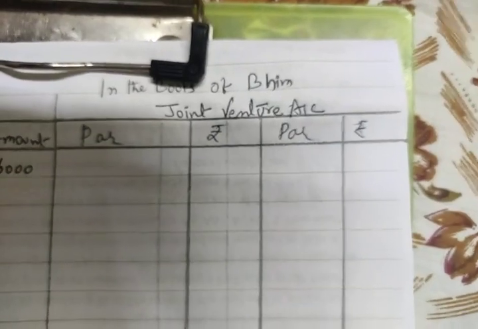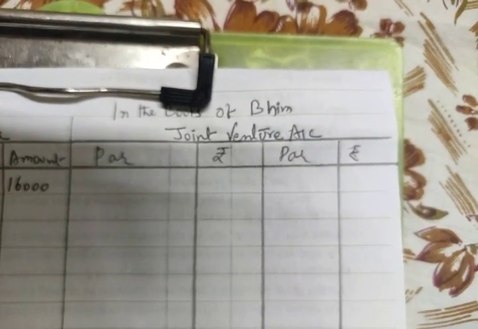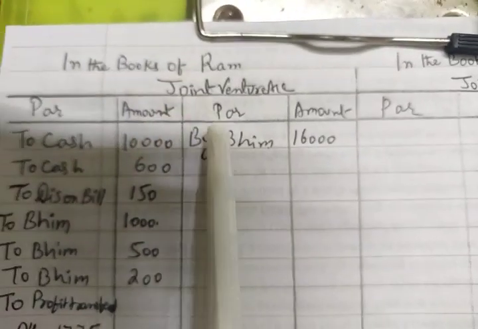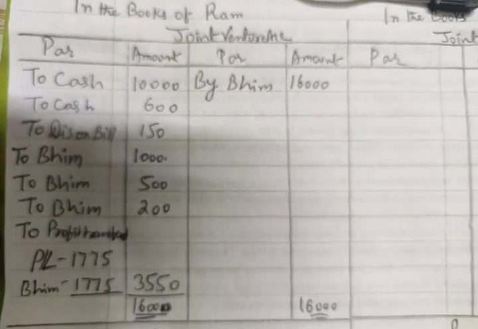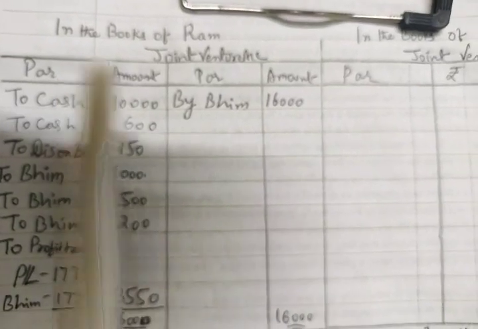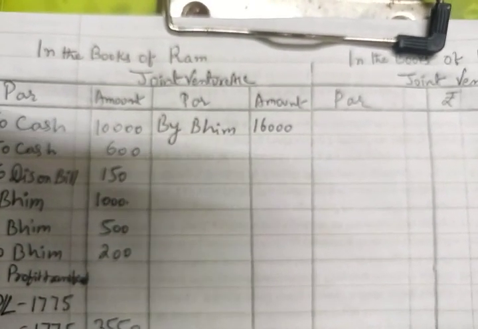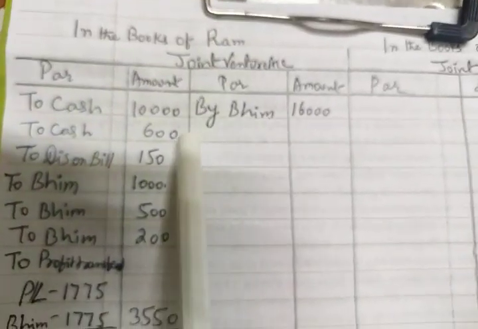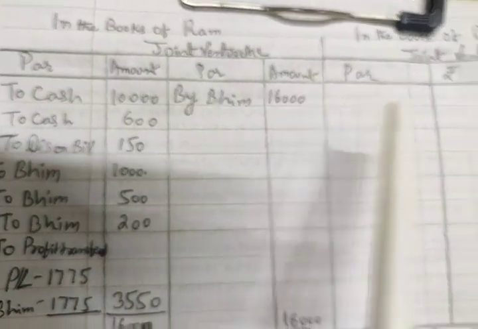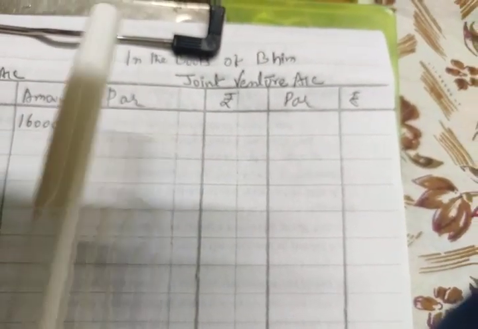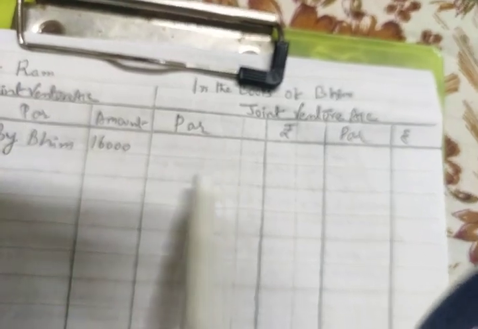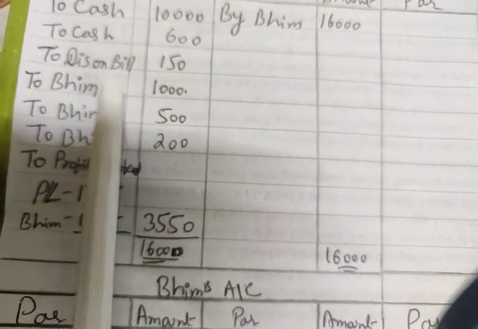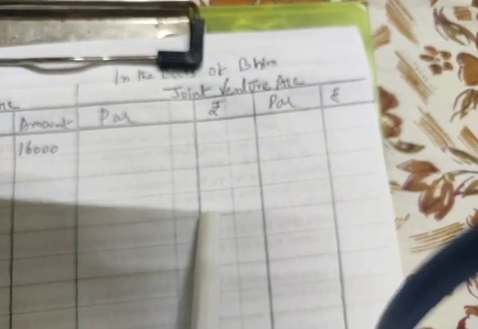Okay. And again, as in the books of Ram, where we have prepared the joint venture account, we have not missed any entries. So when you haven't missed any entries, preparing the joint venture account in the other co-venturer's books is very easy. Whatever joint venture cash entries were there in the books of Ram will be here in the name of the co-venturer. That is, for Bhim, the co-venturer is Ram. And whatever entries were in the name of Bhim will all be here in terms of cash. Okay.